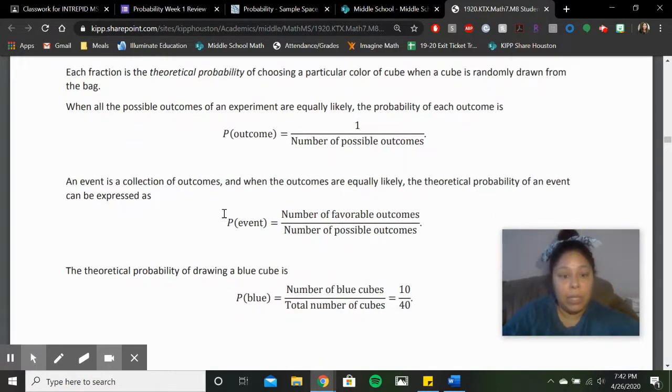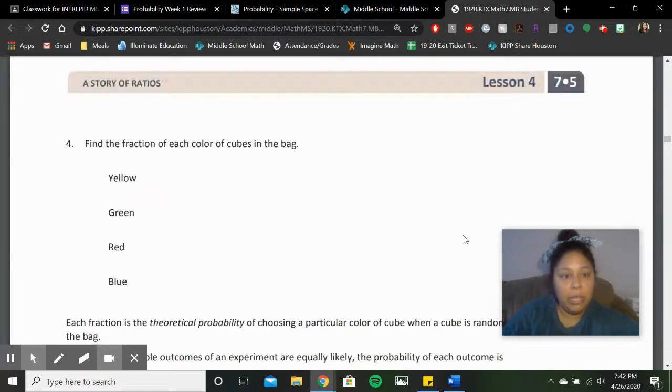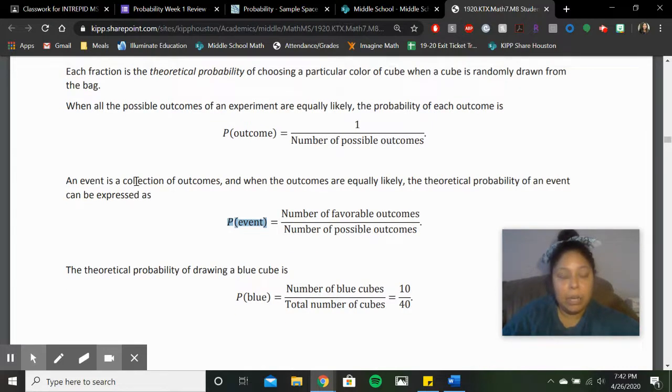Then we start to think about events. An event is when we start to focus on one specific thing. So an event, again, is a collection of outcomes. It's when we start to focus on one specific thing. So, for example, if I want to focus on blue cubes out of those 40 cubes total, I'm going to put the number of possible or favorable cubes. Favorable is the thing we're looking for. The number of blue cubes is 10. And number of possible, that's going to stay the same always. So we have 40 cubes. That's the possible number of cubes. And that's going to be 40. And so our probability is 10/40 or 1/4.